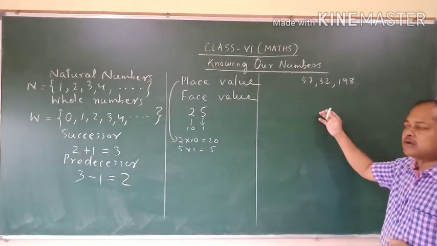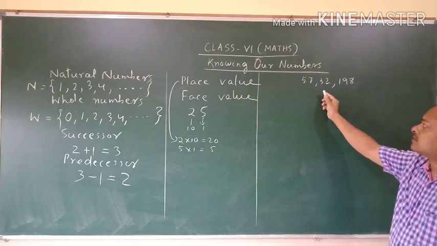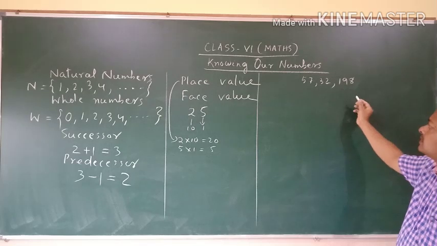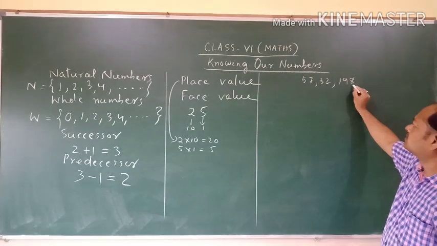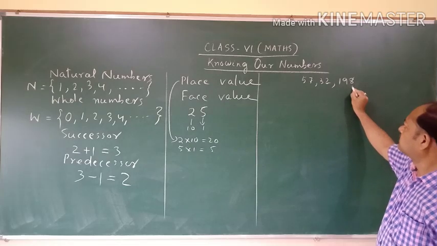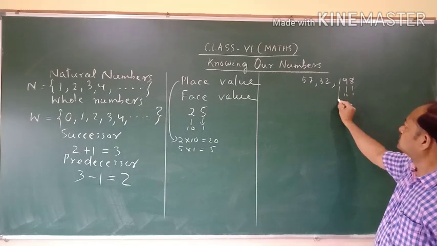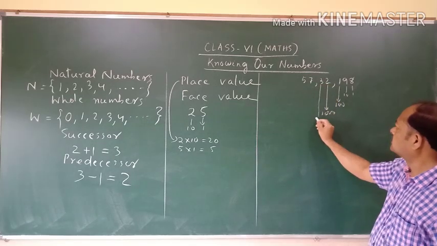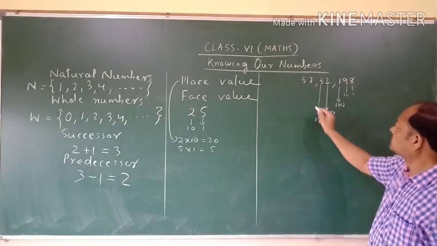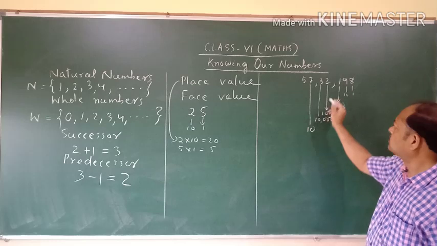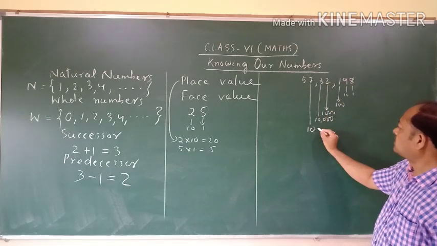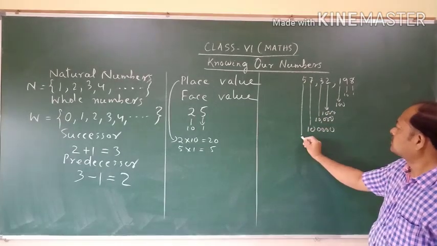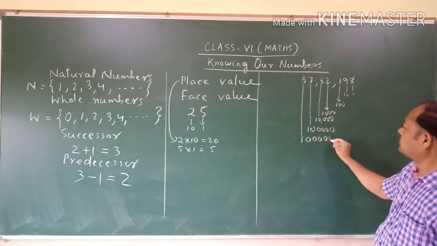Now let's discuss more about place value. This is a number according to the Indian system: 57,32,198. What are the place value positions? This is 1, this is 10, this is 100, this is 1000, this is 10,000. This one has how many zeros? 1, 2, 3, 4, 5, so it is 1 lakh. This position has 1, 2, 3, 4, 5, 6 zeros.